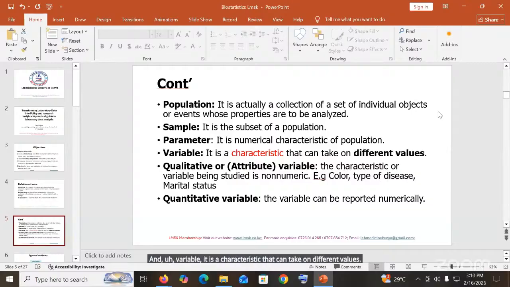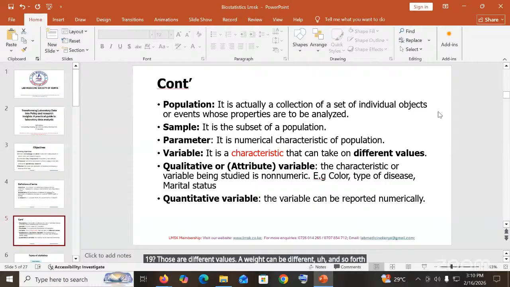For example, age. Age can be a variable, and every different person can have a different age. Some can have the same age, but we are saying that it's a characteristic that can take on different values. It's possible that age can be 20, can be 30, can be 19. Those are different values. Weight can be different, and so forth.